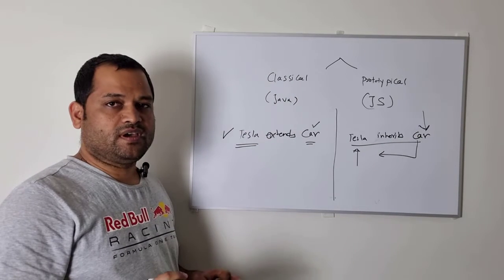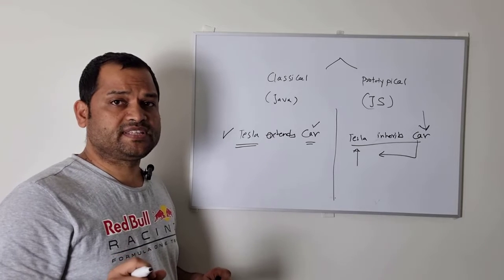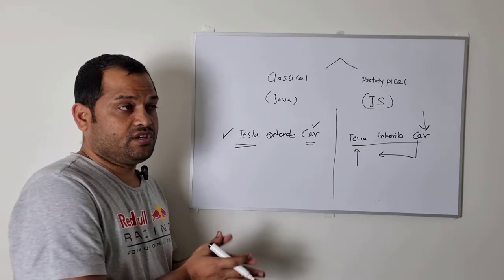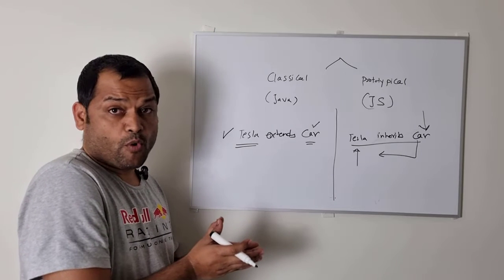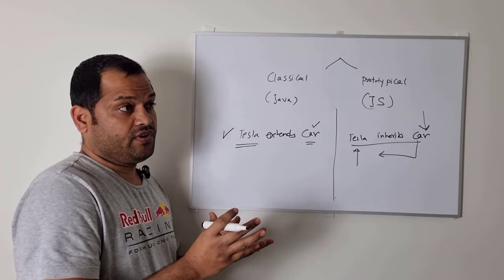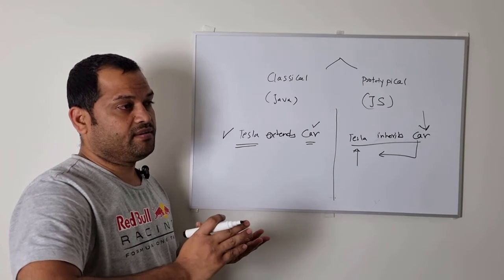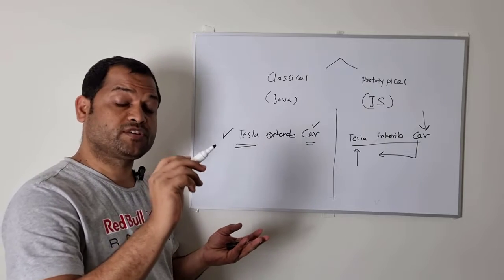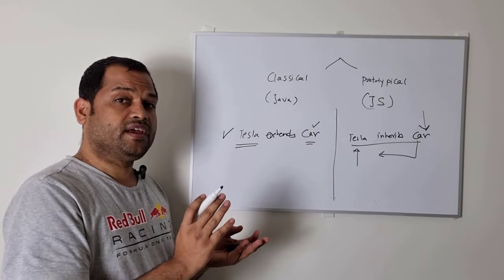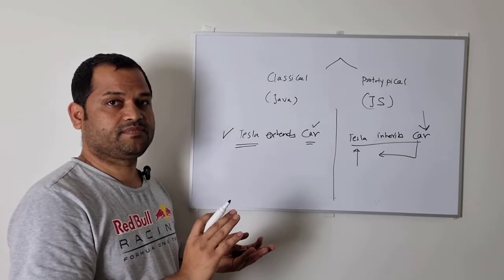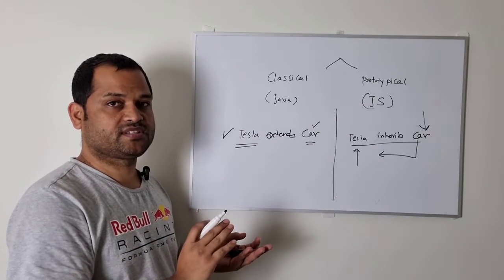A very important thing you need to remember is that in prototypical inheritance, each object has its own properties that are already there, and if there is no property available on that object, then JavaScript will look at the prototype object from which it is inheriting, and if that prototype object has that property, then it will be accessed. That is how prototype inheritance works.